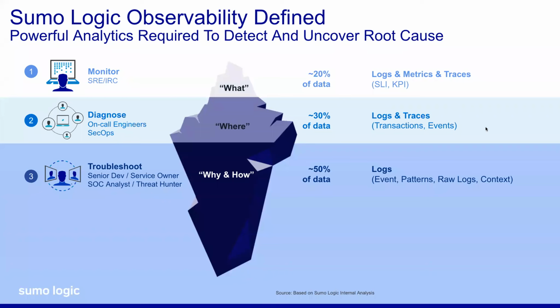So in this chart, what we're showing here is the idea of an iceberg. At the tip of the iceberg, you have that what. That's going to be found through logs. And the what is very helpful. The what is important, but the what isn't the whole story. To get the what, in this case what went wrong, you can monitor the system. And to do so is going to require about 20% of your data.